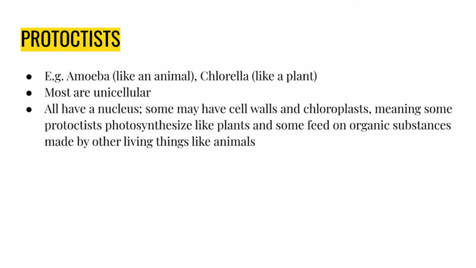Now let us look at protoctists. Protoctists include amoeba, which is like an animal, and chlorella, which looks like a plant. Most are unicellular, meaning that they have only one cell. All protoctists have a nucleus. Some may have cell walls and chloroplasts, meaning some protoctists photosynthesize like plants, and some feed on organic substances made by other living things, like animals.